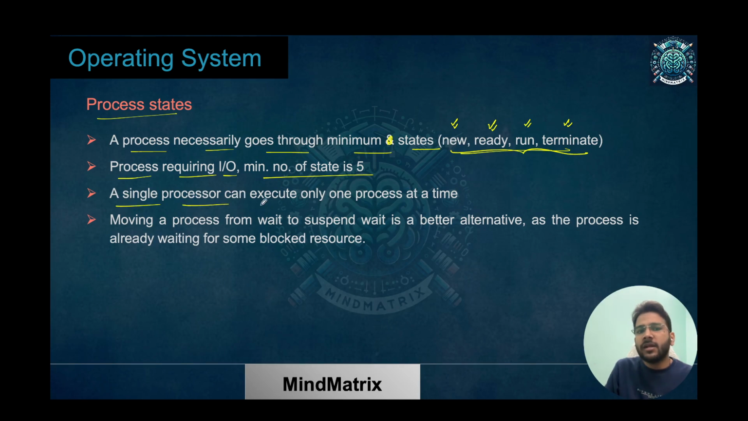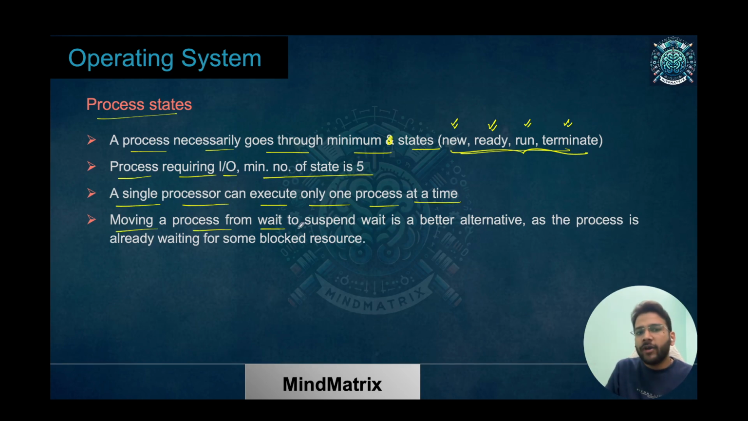A single processor can execute only one process at a time. If you have one processor, only one process can execute. That means there will be only one process present in the running state. Clear? If you have multiple processors, you can have multiple processes. One processor will be executing one process, another processor will be executing another process. So in case of a single processor, or uniprocessor, only one process will be executing at a time.